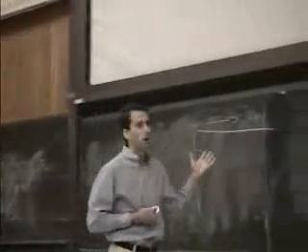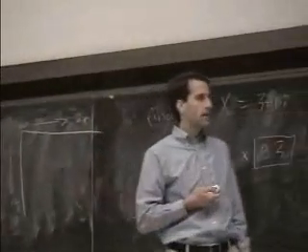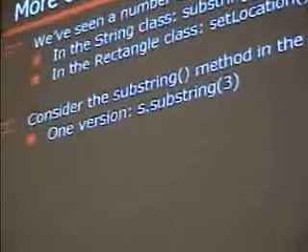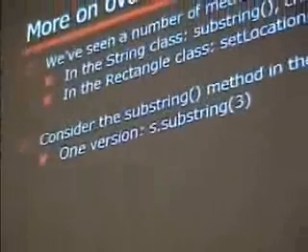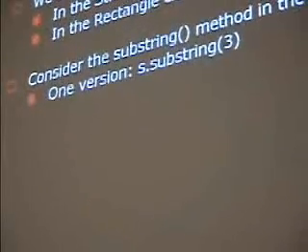So, we've seen a whole slew of methods in the string class, for example, we've seen charAt, substring, indexOf. So let's look at the substring method in the string class. One version can just take a single integer. And it starts at that position, and of course, strings start at 0, so that's really starting at the fourth character, and returns the string from that position to the end of the string. That's one version of the substring. So that returns everything from the fourth character on until it hits the end of the string.